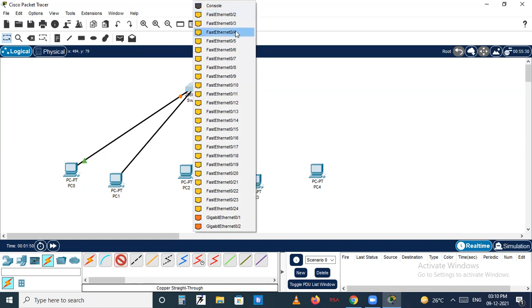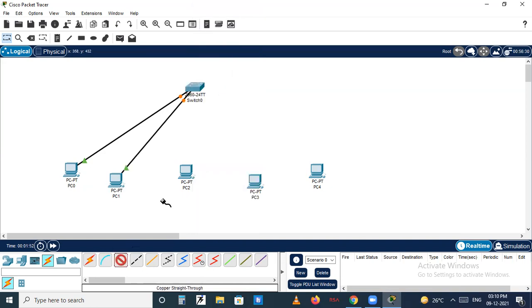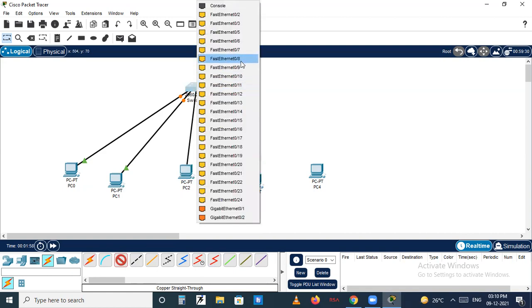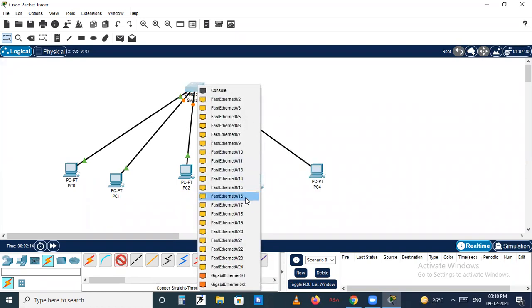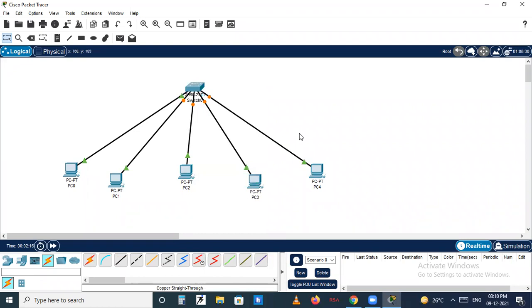Let us say I'm attaching to this fourth, and then eighth, and then 12th, and then 16. So you can attach to any one of the available ports.